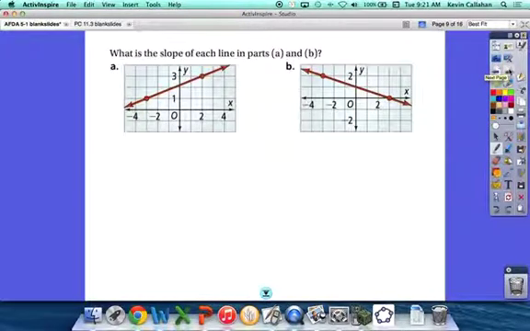Okay, what's the slope of these two? Okay, from this point to this point, what is the vertical change? Right? This is 2. This is 1, 2, 3, 4, 5. So the slope is 2 over 5. Okay, do that one.